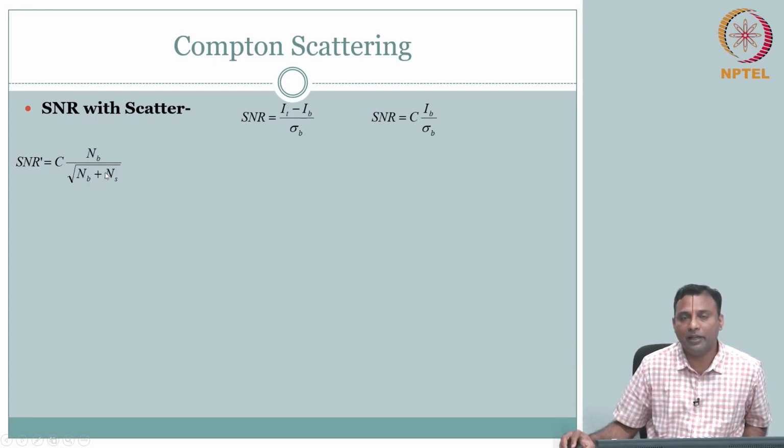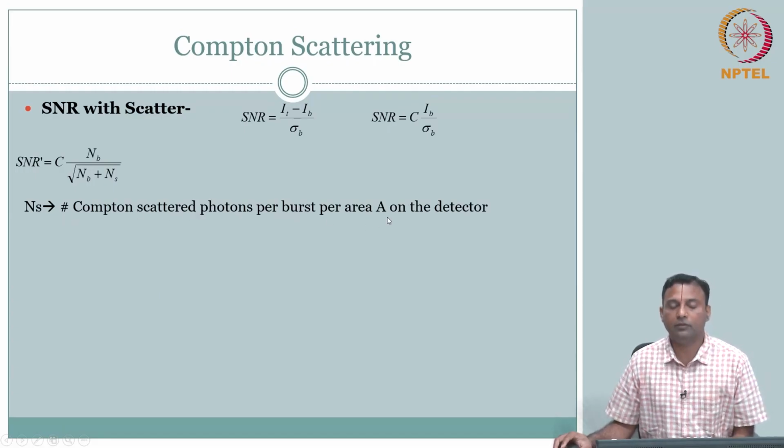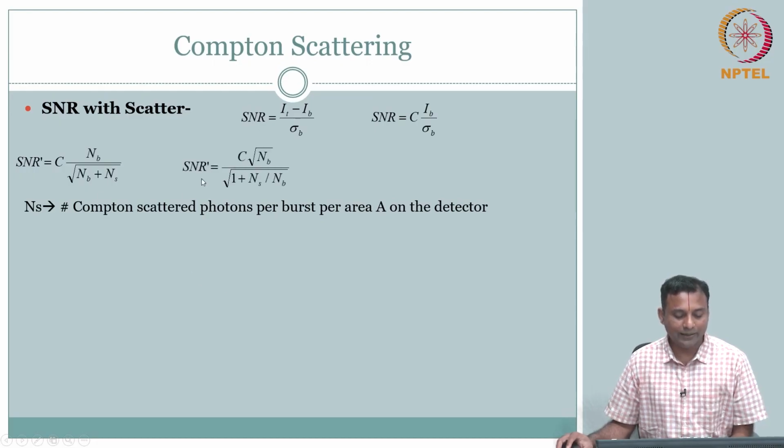What do I mean by convenient form? I need it in terms of some ratio, so we can quickly look at the relationship between SNR dashed and SNR. We kind of said that Compton scattering reduces the SNR. So this is a new SNR with Compton scattering included, and we need to see this SNR dashed in terms of SNR. NS is the number of scattered photons per burst area A on the detector. So this is the number of Compton scattered photons. So your SNR dashed is this, I just manipulated it.